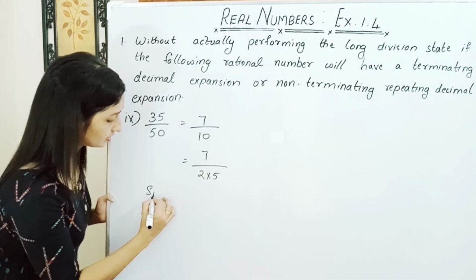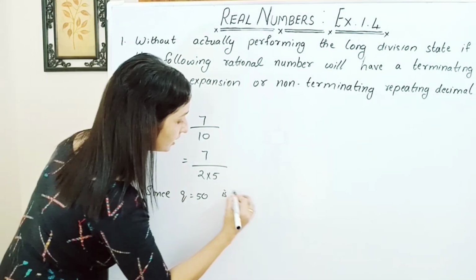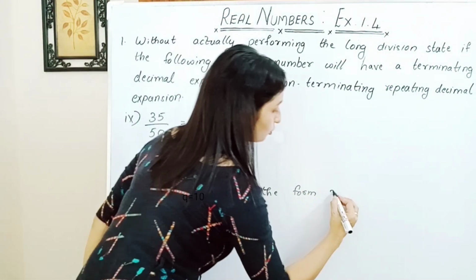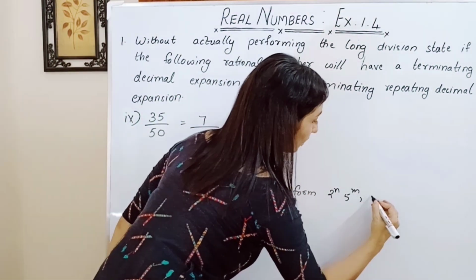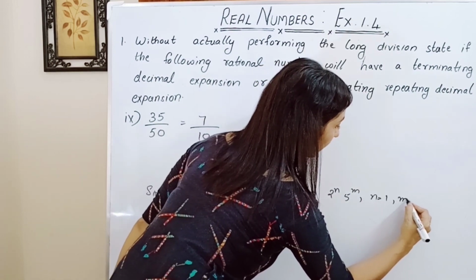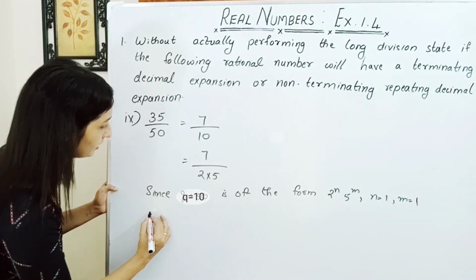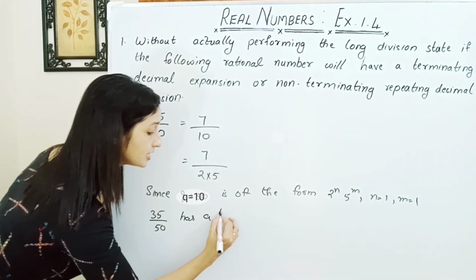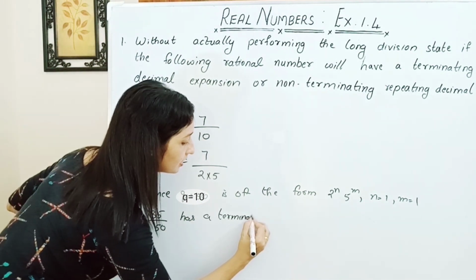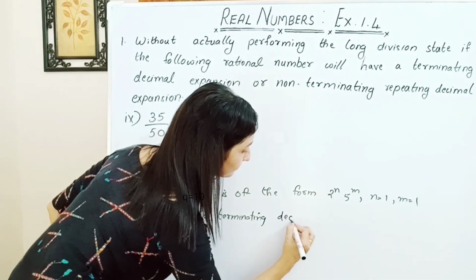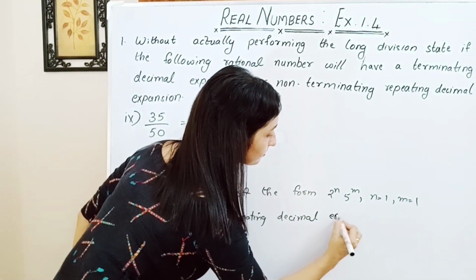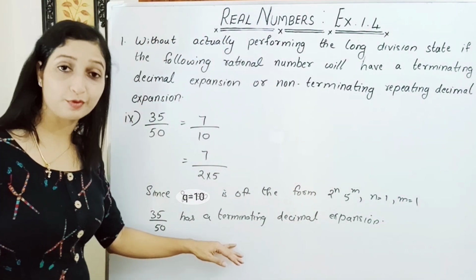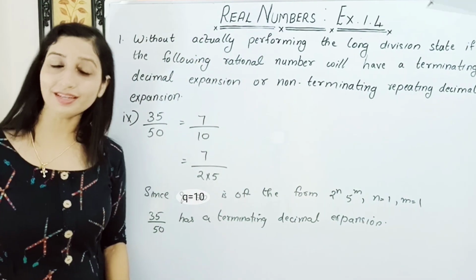So here, since q is of the form 2 raised to n into 5 raised to m, where n is equal to 1 and m is equal to 1, the given rational number 35 by 50 has a terminating decimal expansion. So this was the answer of question number 9. Let's move on to our next question, question number 10.